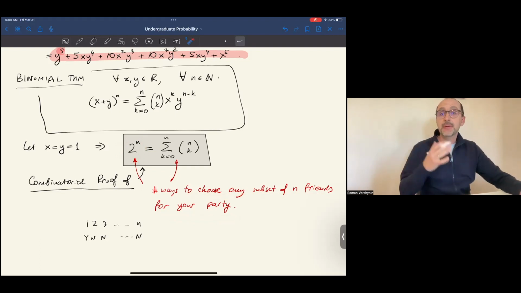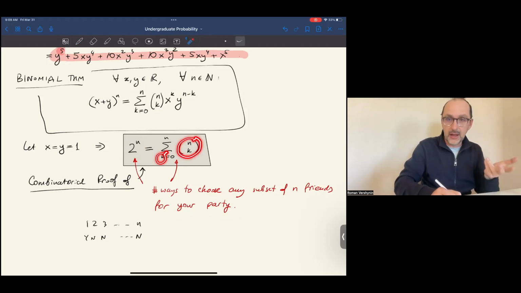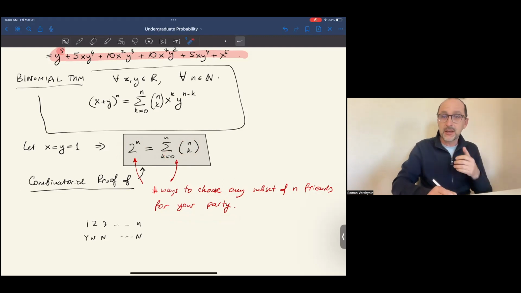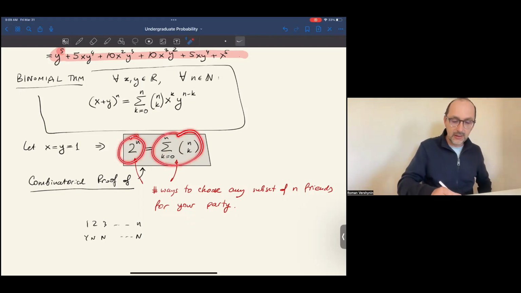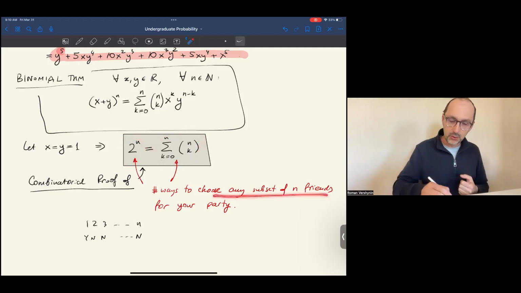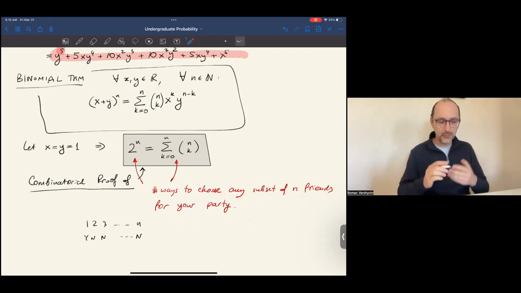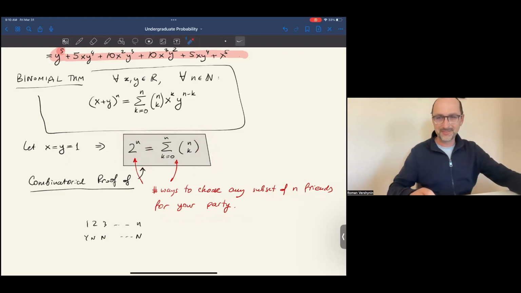Alternatively, you can decide beforehand how many friends you want to invite. Let's call this number k. The number of ways to invite exactly k friends is n choose k. And now, if you want k to be arbitrary, you just sum up all these ways. So both sides equal the same thing. They just count the number of ways to choose a subset of n friends for the party. Therefore, these 2 sides must be equal to each other. And that was the alternative proof of this beautiful equation.